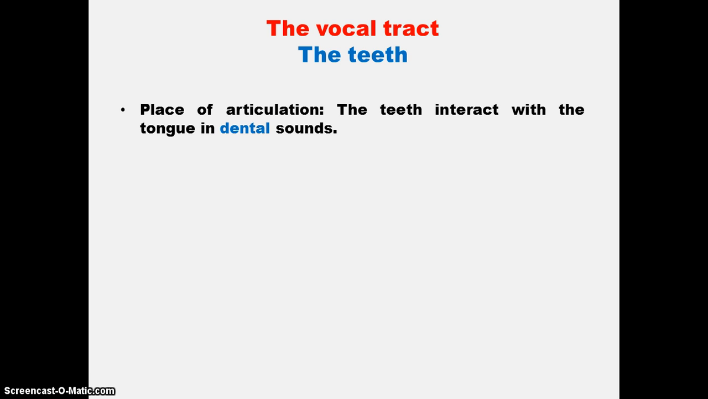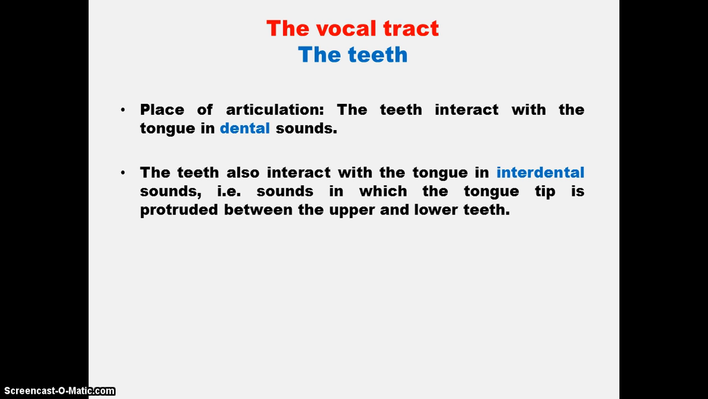Now we move on to the teeth. The teeth are generally a place of articulation. They interact with the tongue in dental sounds. The teeth also interact with the tongue in interdental sounds, in which case the sounds we have contain the tip of the tongue protruded between the upper and lower teeth.